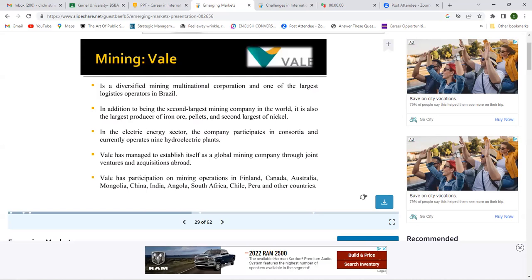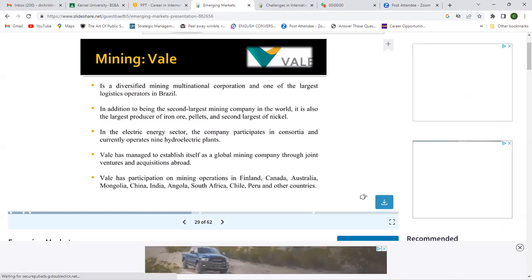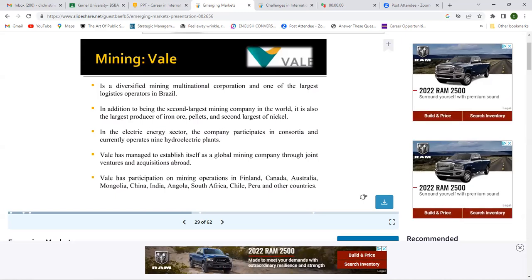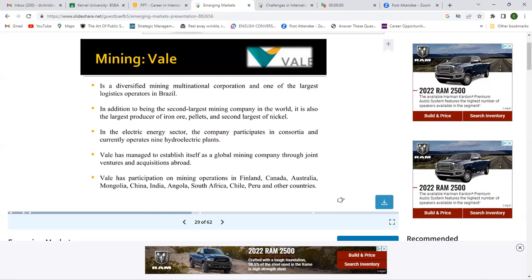Vale is a diversified mining multinational corporation and one of the largest logistics operators in Brazil. In addition to being the second largest mining company in the world, it's also the largest producer of iron ore pellets and the second largest of nickel. In the electrical energy sector, the company participates in consortia and currently operates 9 hydraulic plants. Vale established itself as a global mining company through joint ventures and acquisitions abroad. Vale participates in mining operations in Finland, Canada, Australia, Mongolia, China, India, Angola, South Africa, Chile, Peru, and other countries.